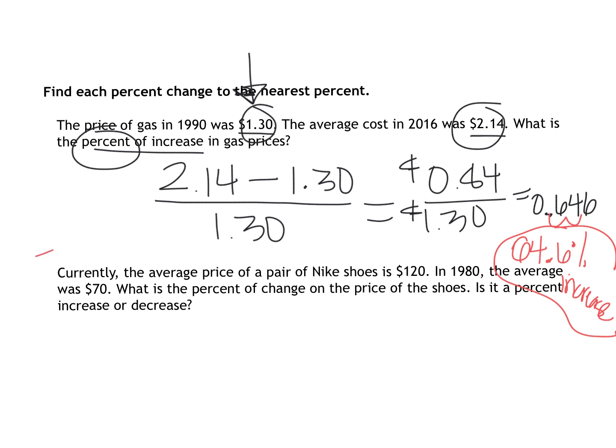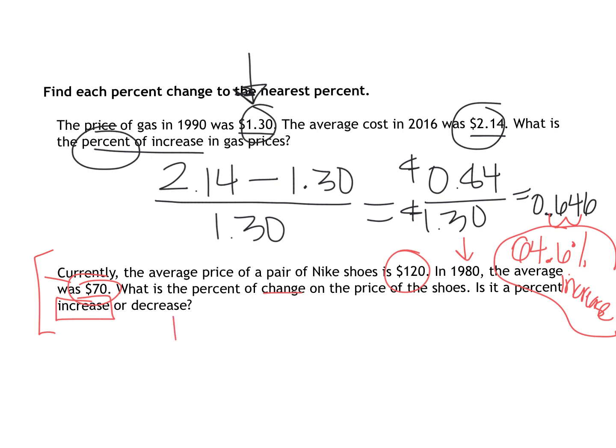Currently, the average price of a pair of Nike shoes is $120. In 1980, the average was $70. What is the percent of change on the price of the shoes? Is it a percent increase or decrease? Currently, the average price is $120. In 1980, it was $70. So that means it started at $70 and it went up to $120. So I know that it's going to be a percent increase.